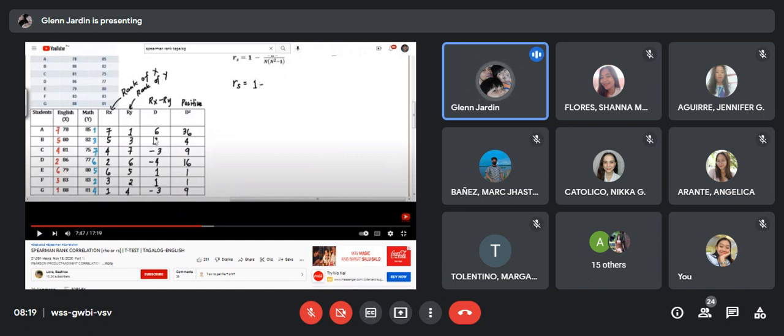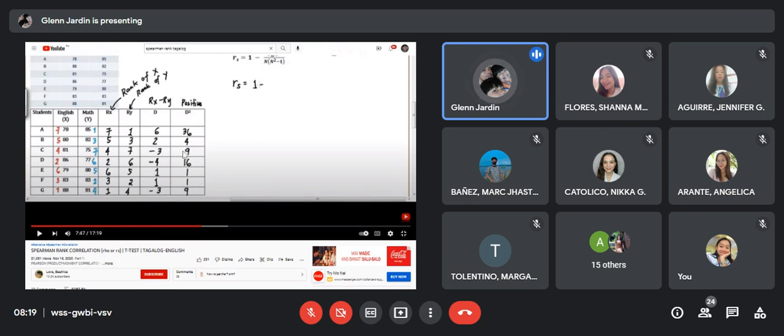Hindi square root, 6 squared. Kaya yung symbol natin dito, class, is D squared, meaning to say, all the scores will be squared or will be multiplied by itself. 6 times 6, yes, 36, and then 2 squared equals 4, negative 3 squared is 9.